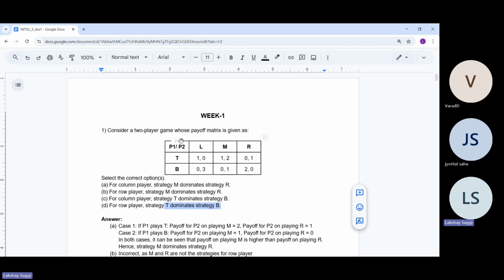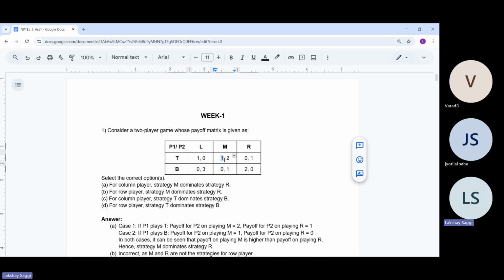I don't remember the answer, so maybe we can just check this. These are the two strategies we want to compare, and note that for the row player, the payoffs are given by the first entries of these tuples. If the column player has played L, then if the row player has played T, it's strictly better than what the row player gets on playing B, because one is greater than zero. So as long as the column player is playing L, T dominates B, but we have to check all possibilities. If the column player plays M, then on playing T the row player gets a payoff of one, and on playing B gets a payoff of zero.